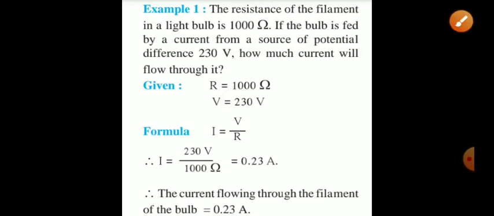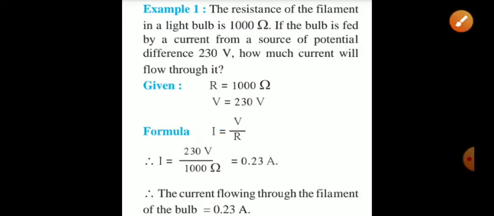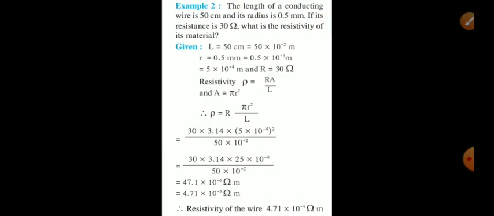Now this formula that we have seen is Ohm's law. According to Ohm's law, I is equal to V upon R. So after substituting the values, 230 upon 1000, the final answer will be 0.23 ampere. Therefore the current flowing through the filament of the bulb will be 0.23 ampere. So this is the second example.